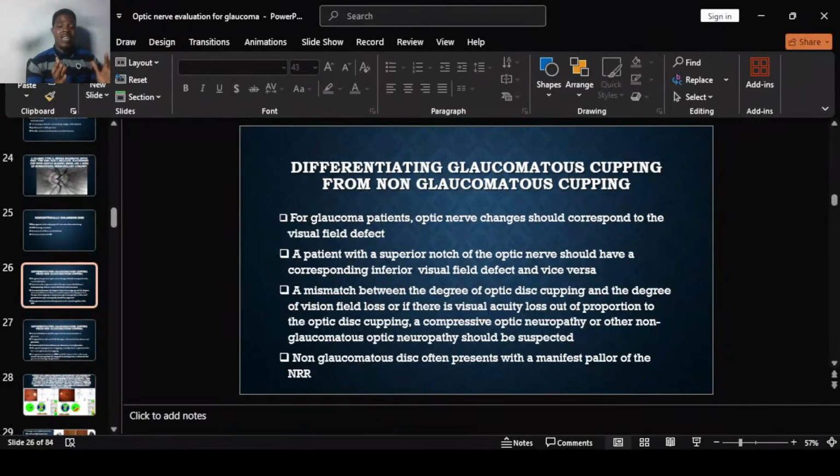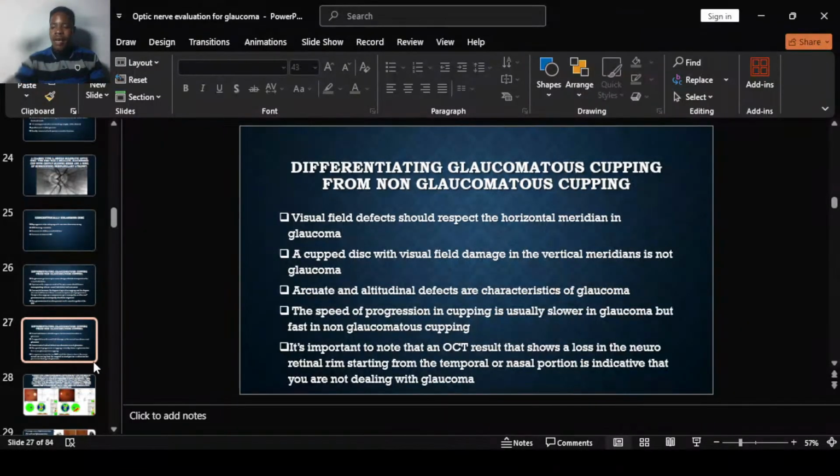So when we are seeing a loss in visual acuity, for instance, and we are seeing vertical loss in the visual field, we know we are not looking at glaucoma but something else. And again, a compressive optic neuropathy or any other thing should come to mind, but not just glaucoma. And then non-glaucomatous discs often present with manifest pallor of the neuroretinal rim. So we'll look at pallor shortly, but pallor is just the paleness of the neuroretinal rim. So non-glaucomatous discs often present with a manifest pallor.